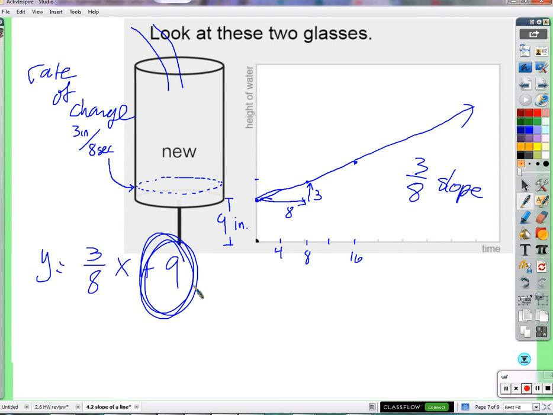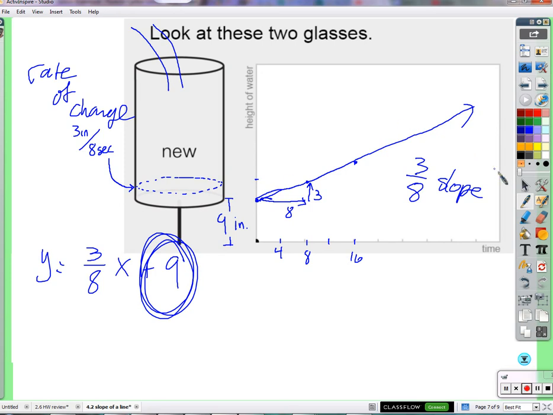Move up 3. Instead of having to actually plug in that number for x, we can see that that rate of change translates to a slope where we just move over 8 seconds and go up 3 inches. Over 8, up 3. Like, no plugging in of numbers required. You see what I'm saying? Just using a nice little pattern there.